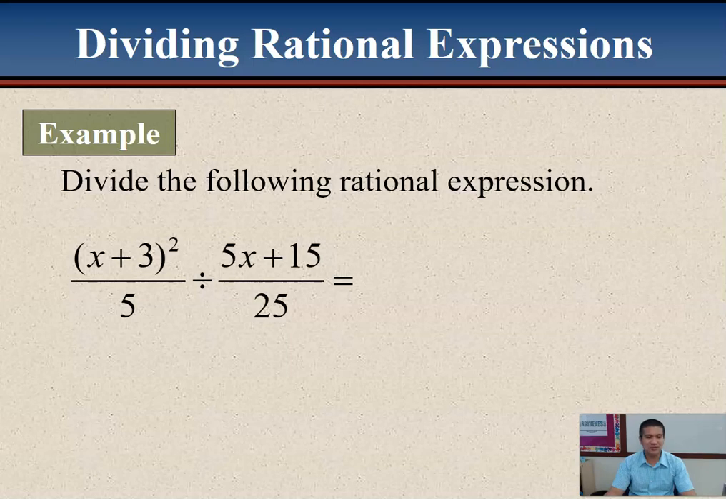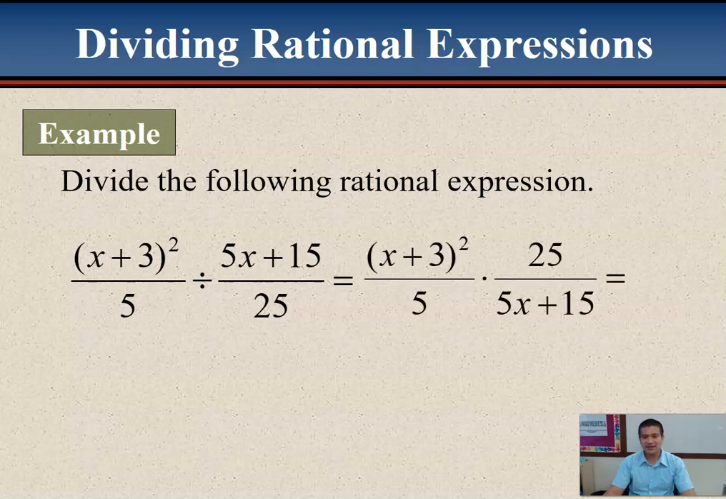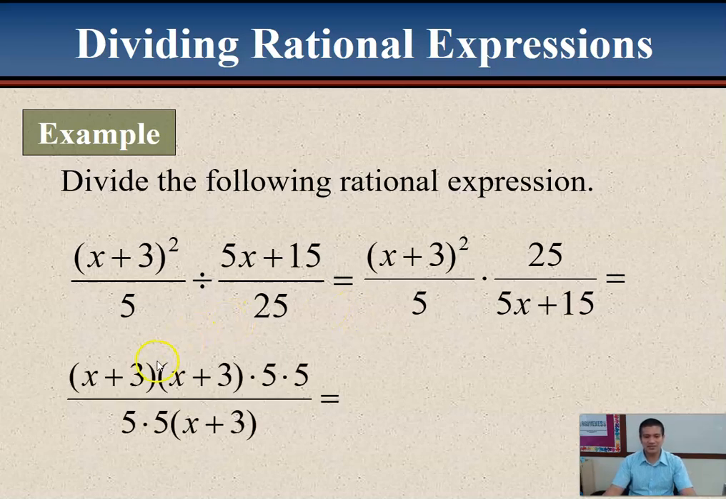Example. For example, we have x plus 3 squared over 5 divided by 5x plus 15 over 25. So we are going to do the reciprocal first. We have 5x plus 15 over 25. What is the reciprocal? We have 25 over 5x plus 15. And then after that, factor out. What are the factors? We have x plus 3 times x plus 3 times 5 and 5. And then we have 5 times 5 times x plus 3. And then find all the common factors. And then your answer now will be x plus 3.